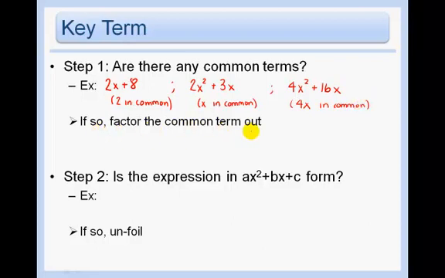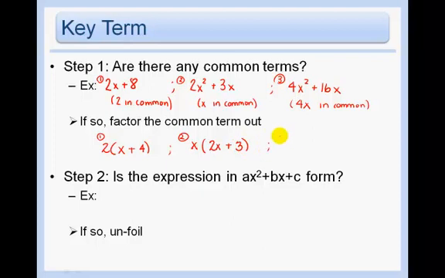If so, factor the common term out. So let's call this number 1, number 2, number 3. So if we take the 2 and factor it out, that means you divide each term by what you factored out. So 2x divided by 2 is x, plus 8 divided by 2 is 4. In the second one, we had an x in common, so let's factor that out. So 2x squared divided by x leaves you with 2x left. 3x divided by x leaves you with 3.